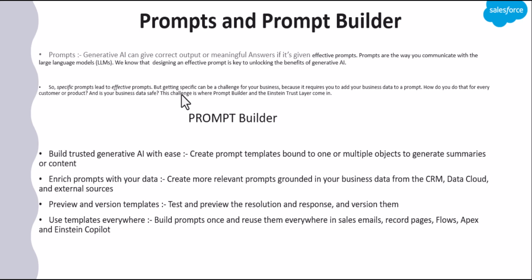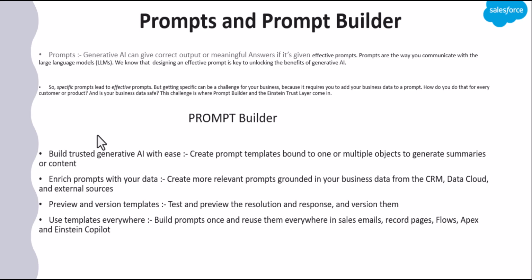After that we have the feature use templates everywhere. That means after building the prompts once, reuse them everywhere: in sales emails, record pages, flows, Apex and Einstein Copilot. Here the Einstein Copilot is nothing but the AI agent. Earlier, the naming convention for the AI agent was Einstein Copilot. That means once we create the prompt template using this prompt builder, we can use them in sales email, record pages, flows, Apex and the AI agent. So in the upcoming session, we will understand how we can use this prompt template in sales email, record pages, flows, Apex and even the AI agent also.